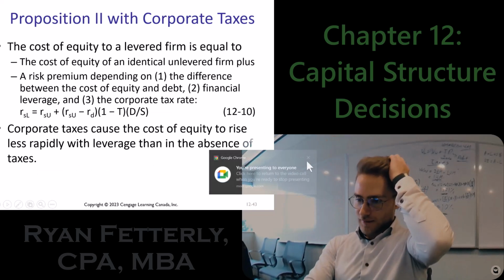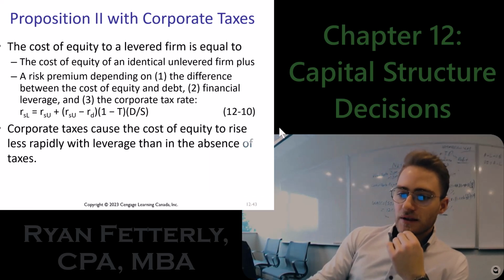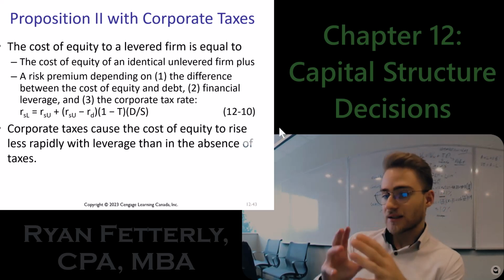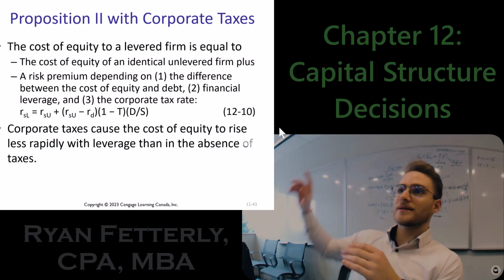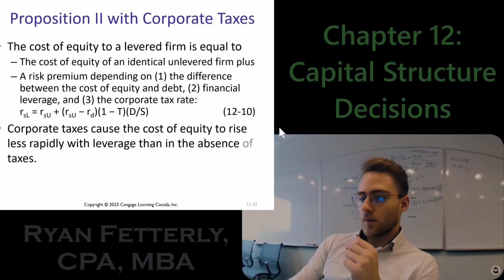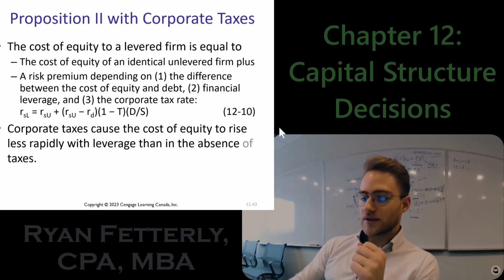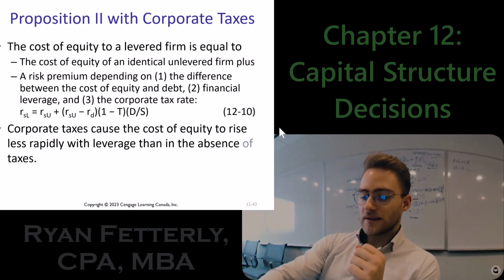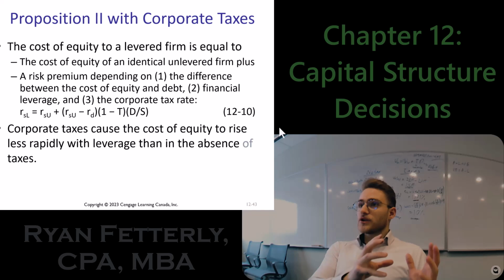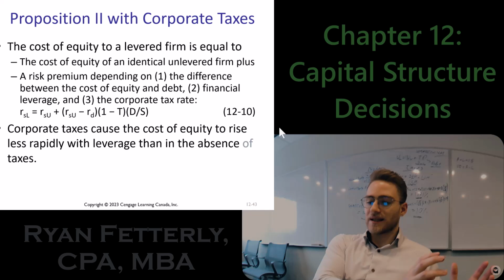So, I'm presenting Proposition 2, with corporate taxes. The cost of equity of a levered firm is equal basically to the cost of equity of an identical unlevered firm plus T times D, the tax rate multiplied by debt, and the risk premium depending on the difference between the cost of equity and the debt, the financial leverage, as well as the corporate tax rate. So this is the equation to convert my unleveraged cost of equity into my leveraged cost of equity.